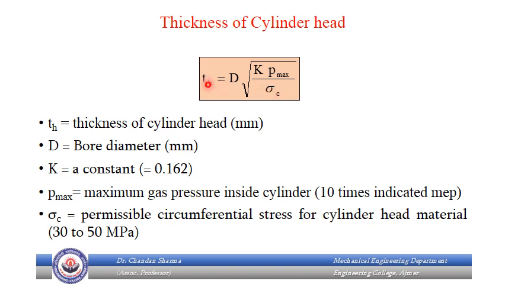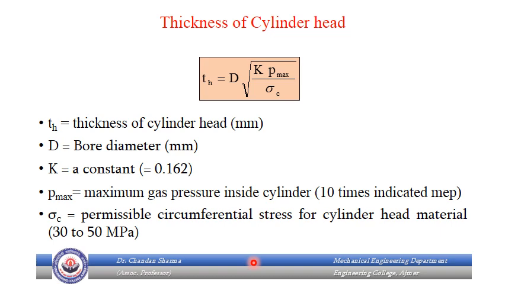TH is thickness of cylinder head in millimeters. D is again bore diameter. K is a constant whose value is generally 0.162. Pmax is again maximum gas pressure inside cylinder, which is 10 times IMEP. And sigma C is permissible circumferential stress for cylinder head material.